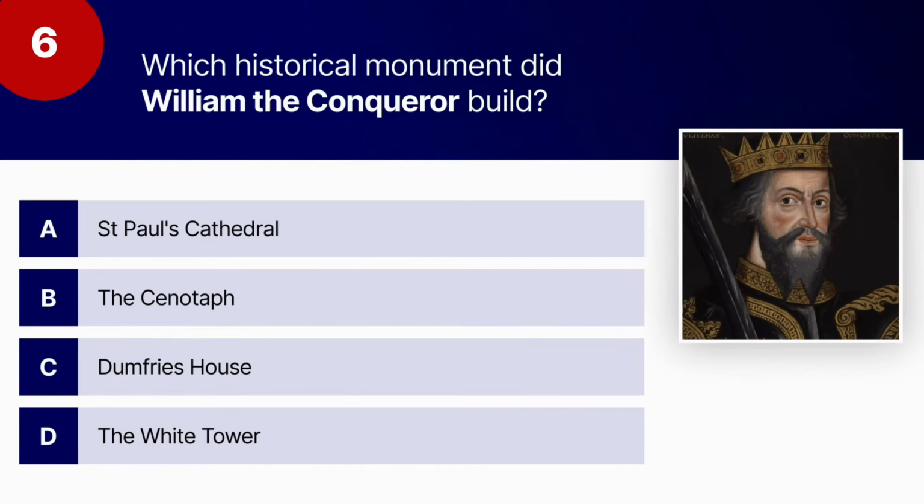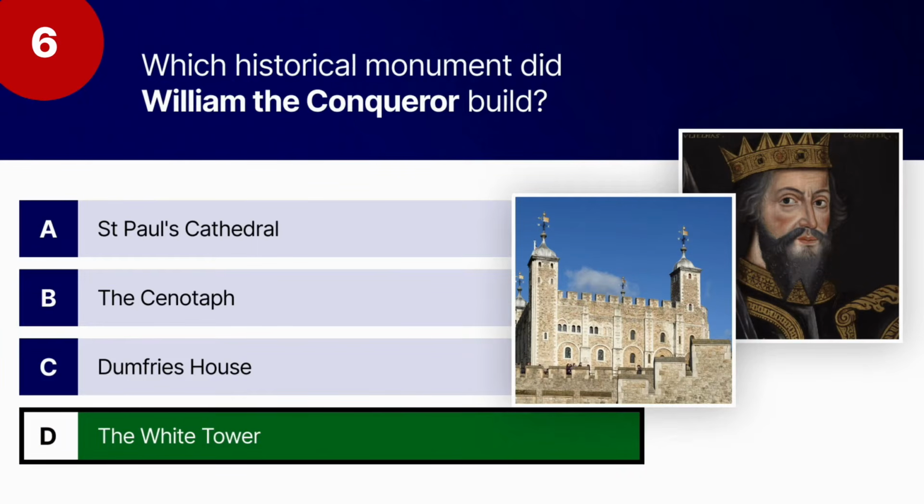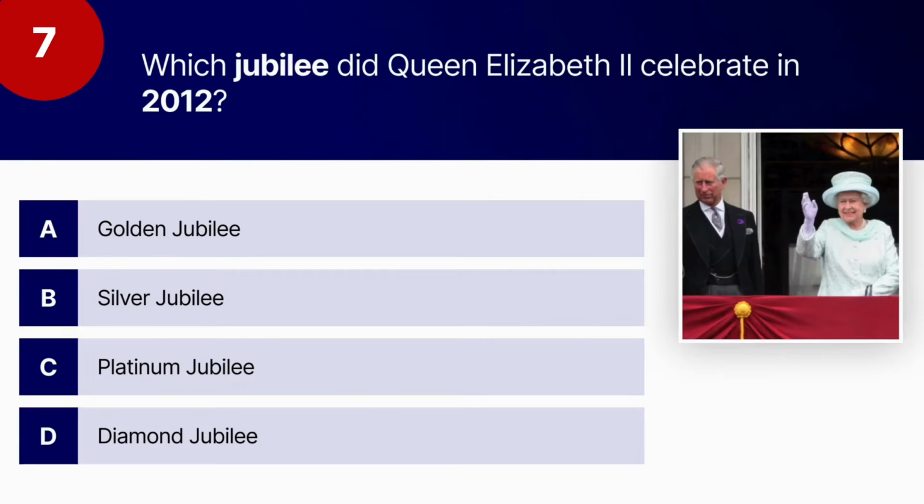Which historical monument did William the Conqueror build? A. St. Paul's Cathedral. B. The Cenotaph. C. Dumfries House. D. The White Tower. The answer is D. The White Tower.